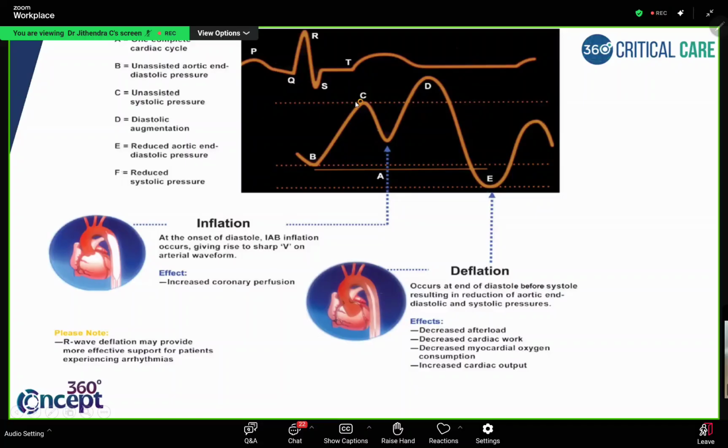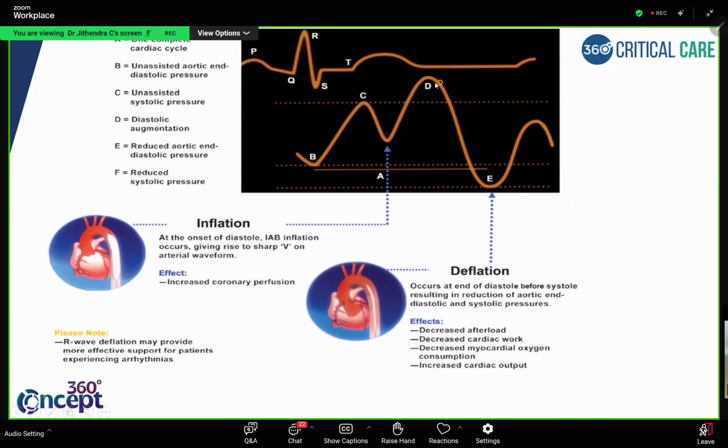Let's come to C, your unassisted systolic pressure. Here there is no assistance from the balloon. The balloon is not yet inflated. So this is your unassisted systolic pressure at C. Then D is your diastolic augmentation. This is the amount of augmentation which has happened. The balloon is inflated at this dicrotic notch and the augmentation has happened, and you see it has gone slightly above your unassisted systolic pressure. This is the finding you see.